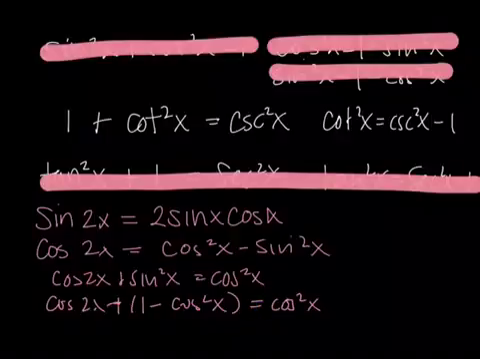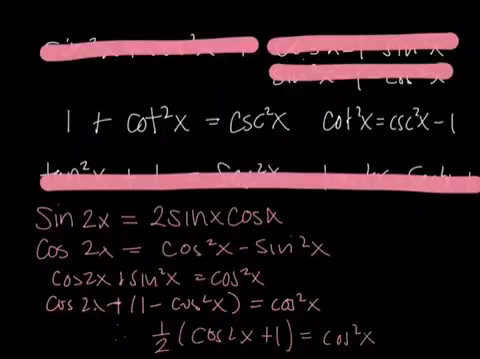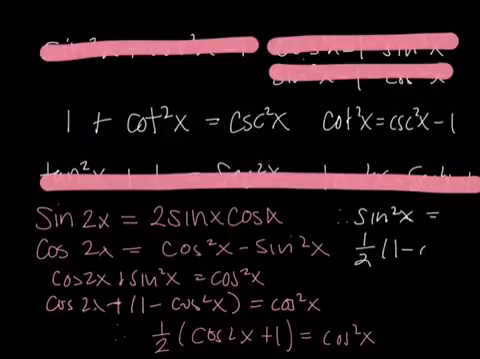If I divide by 2, I'm going to get 1/2 cosine of 2x plus 1 equals cosine squared of x. And then likewise, I can also make a similar assertion about sine. It's going to flip the sign though, no pun intended. Sine squared of x equals 1/2 times 1 minus cosine of 2x.